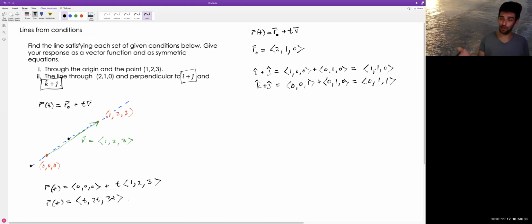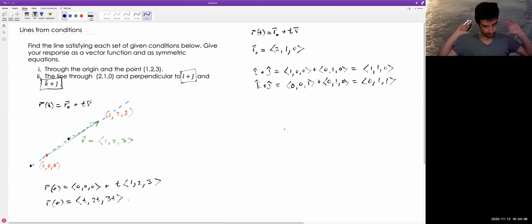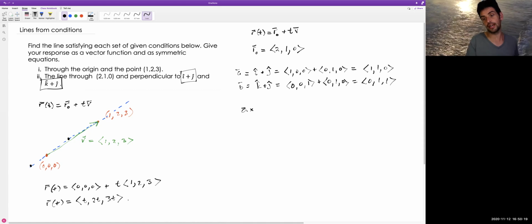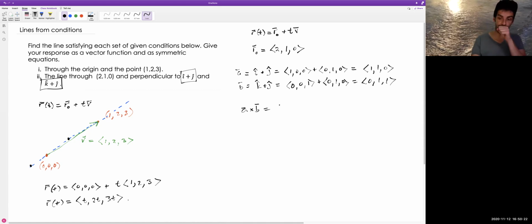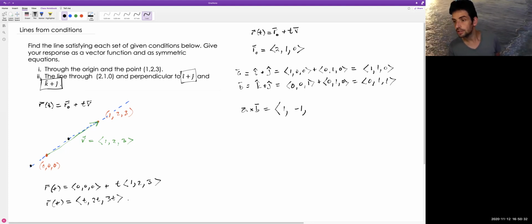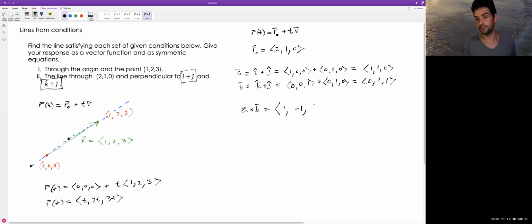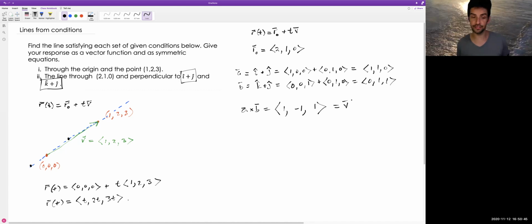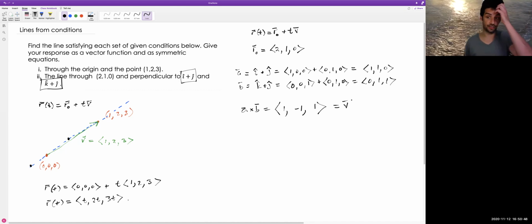So we want our line to be perpendicular to both of these. This should set off alarm bells that we're thinking about a cross product. Let's just name these a and b. We're going to take a cross b. So there's my two vectors. I just do my cross product. We'll get 1 minus 0, 0 minus 1, and 1 minus 0 again. So we get this vector 1, negative 1, 1. This is our v. It gives us the direction that's perpendicular to both of these vectors.